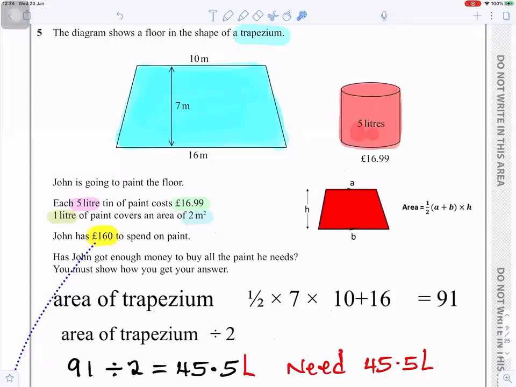Question number 5. The diagram shows a floor in the shape of a trapezium. John is going to paint the floor. Each 5-liter tin of paint costs £16.99. 1 liter of paint covers an area of 2 meters squared. John has £160 to spend on paint. Has John got enough money to buy all the paint he needs? You must show how you get your answer.